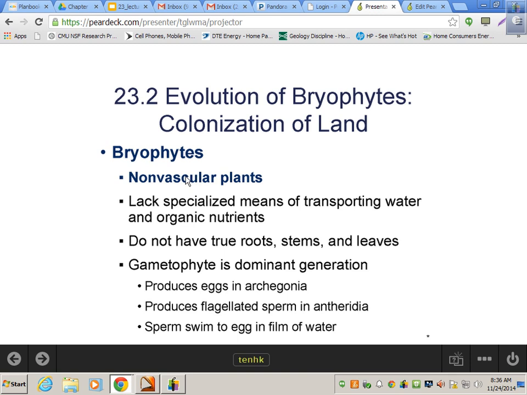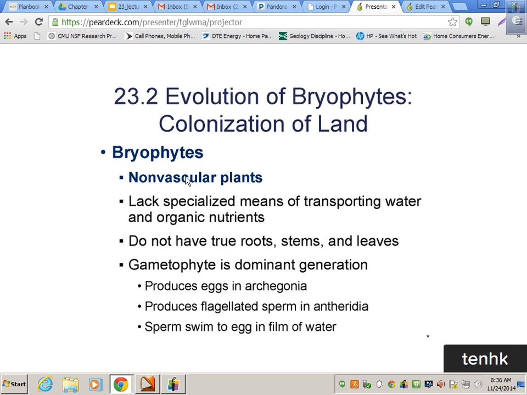All right, so early bryophytes. These are non-vascular plants, which means they don't have all of that xylem and phloem tissue we're talking about. Not yet. They lack specialized means of transporting water and organic nutrients. They're sort of at one with their environment, very similar to algae. They do not have true roots, stems, and leaves, and the gametophyte is the dominant generation. So they're mainly in the gamete stage.